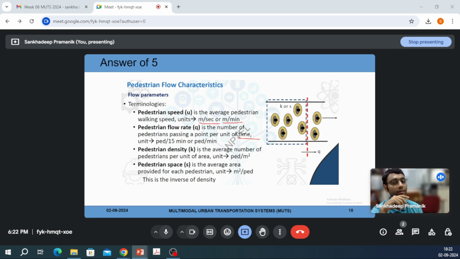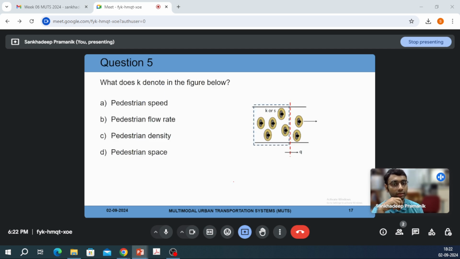And pedestrian density is the average number of pedestrians per unit area, and we can denote it as pedestrian per meter square. And pedestrian space is the average area provided for each pedestrian, that is meter square per pedestrian. It is basically the inverse of the density. So in this case, if you consider this one, this K denotes the pedestrian density. Option C will be the correct answer.